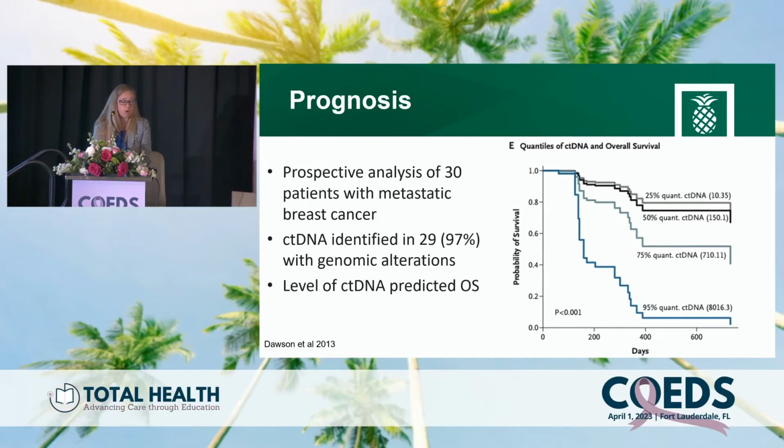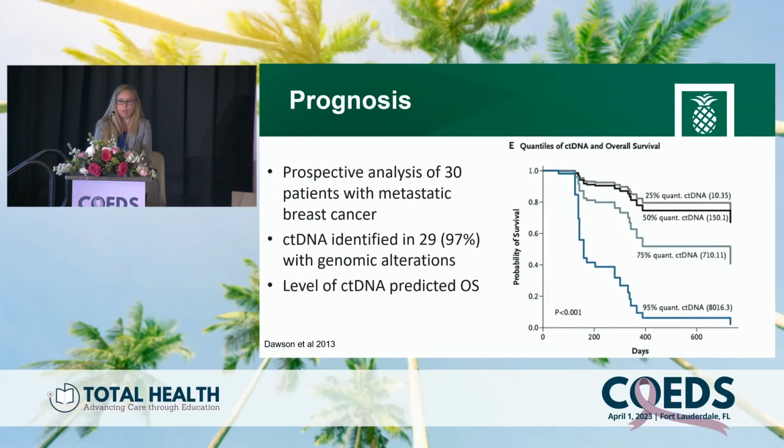So in terms of prognosis for metastatic breast cancer, this is actually at this point an old study. It's 10 years old, but it was a prospective analysis of 30 patients with metastatic breast cancer, and they were able to identify circulating tumor DNA in 29 of those patients. They found that the quantification of the circulating tumor DNA did predict overall survival, with those with the highest levels of ctDNA having the worst overall survival.